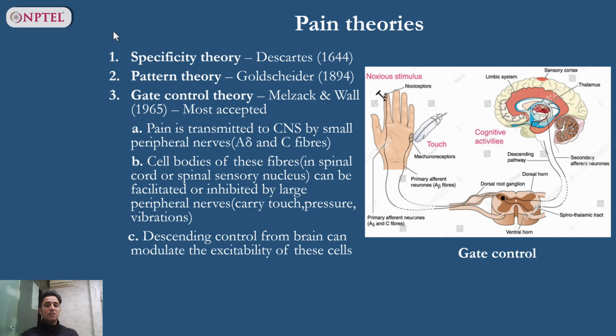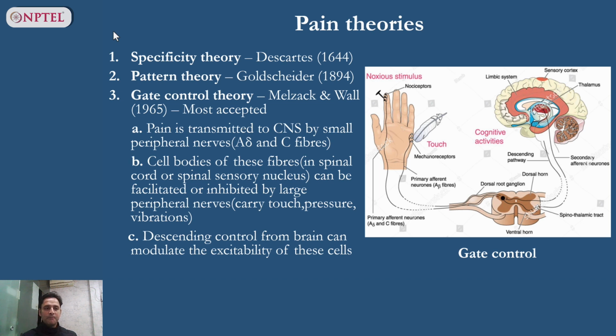There are various theories proposed regarding pain. The oldest one is the specificity theory. This was proposed by Descartes in 1644. Descartes said that there are certain specific straight-through channels from the peripheral side to the central nervous system, and these carry pain. Later, this theory was discarded as there are certain nerves rather than a specific straight-through channel, and there are certain synapses and connections between different levels of nerve fibers.